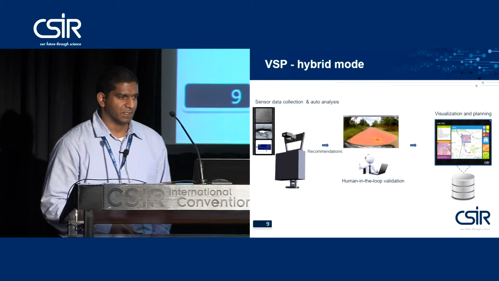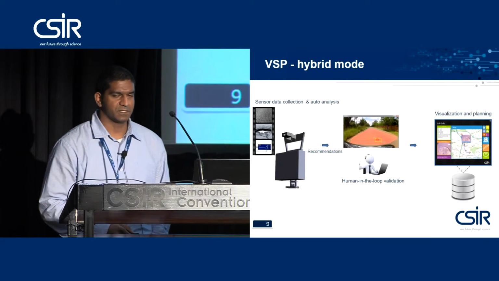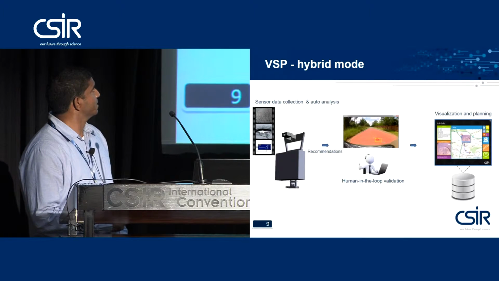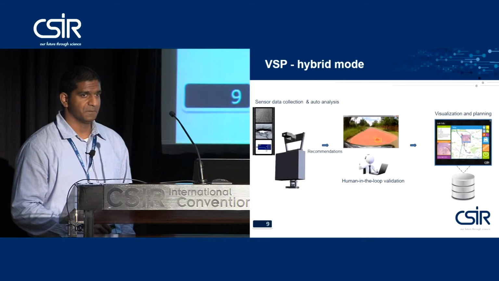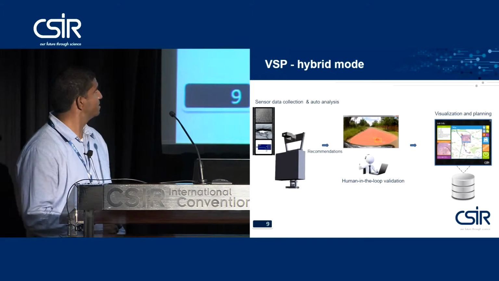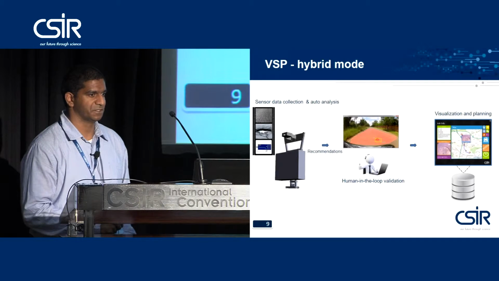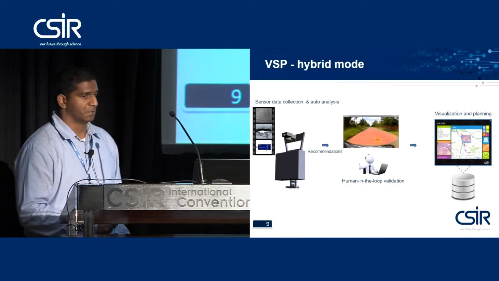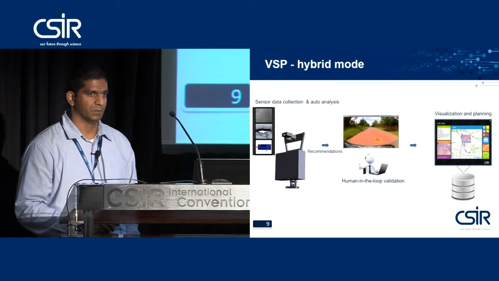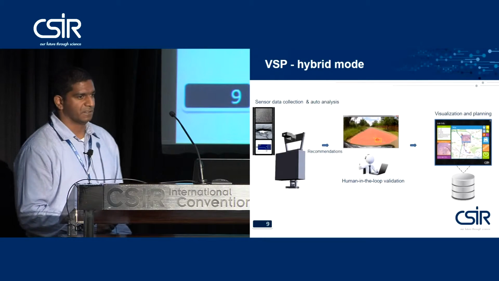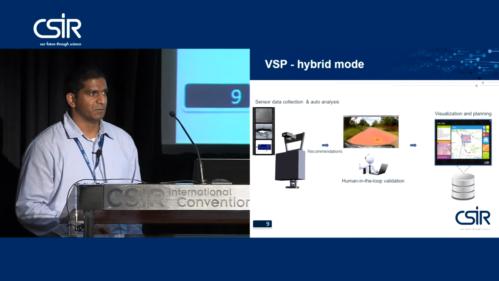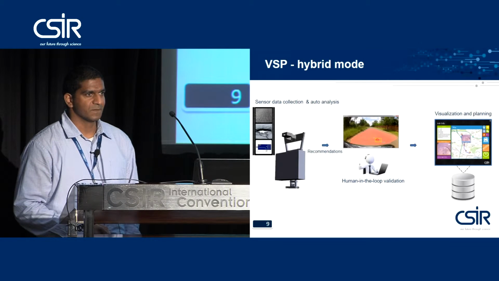Then we created a hybrid mode, something semi-autonomous, something in between. So what happens is the unit does an automated detection by watching the video stream. The algorithm picks out what a defect is, and then it makes a suggestion or a recommendation to the human operator. And the human operator just does a validation. He just basically says, yes, it is a defect of that type or not. And then the data is put into the database and visualization can happen. So those are the three main modes of the VSP.